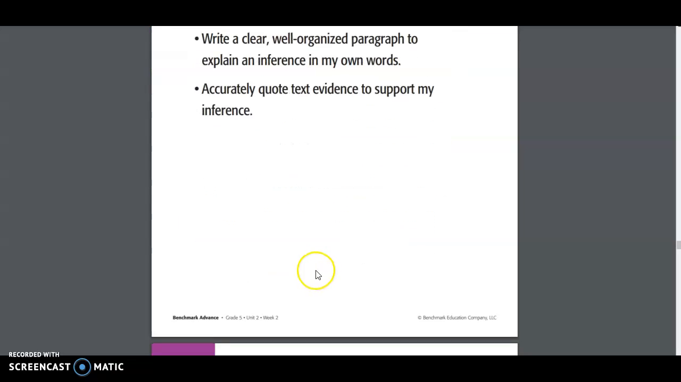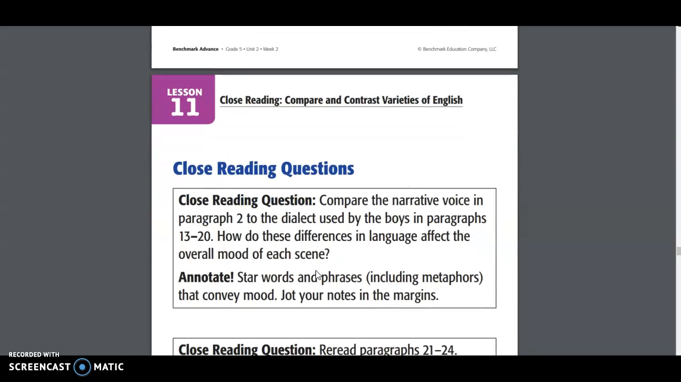All right, so to start, we're going to look at our close reading questions. So we're going to be comparing the narrative voice in paragraph 2 of Camp Life to the dialect used by the boys in paragraphs 13 through 20. We're going to look at how they are different and how they help change the mood in each scene. Okay, so I'm going to highlight the words and phrases. You're going to see metaphors as well today.